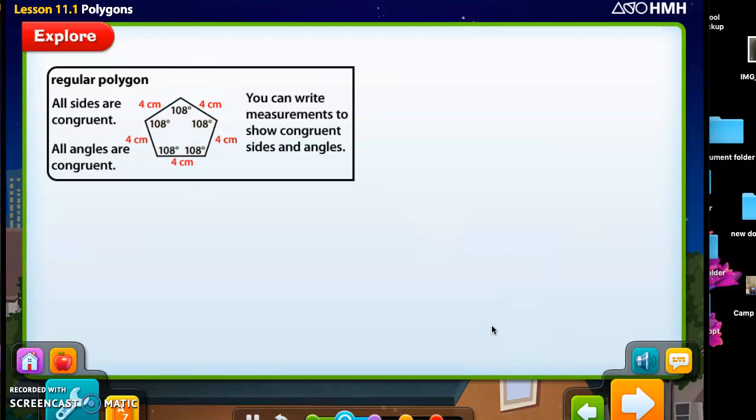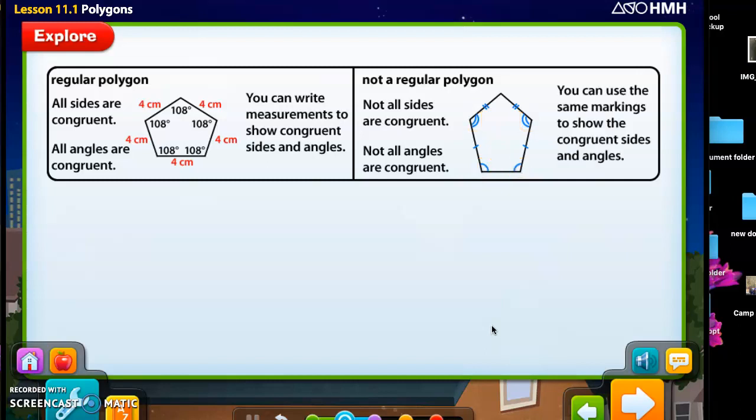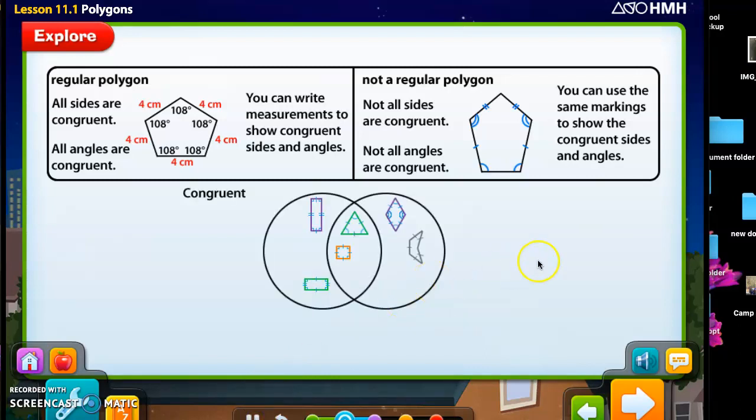You can write measurements to show congruent sides and angles. In an irregular polygon, not all sides are congruent and not all angles are congruent. You can use the same markings to show the congruent sides and angles. Now let's label a Venn diagram.